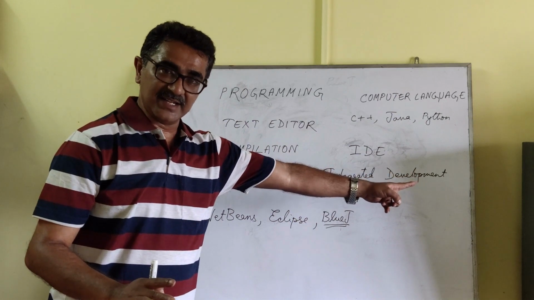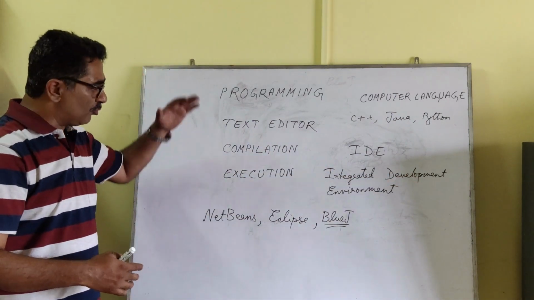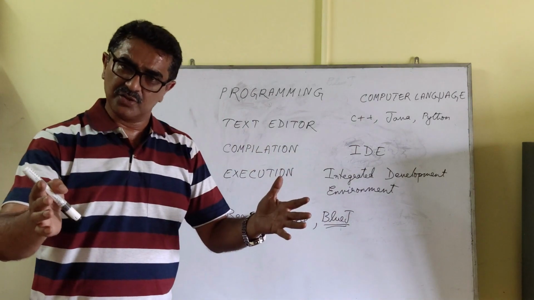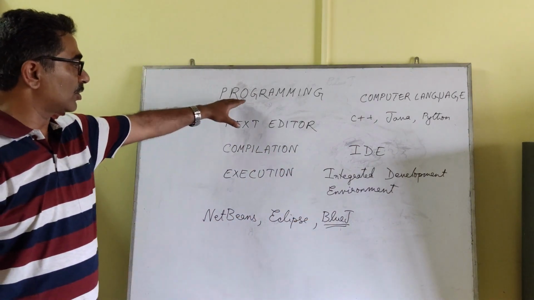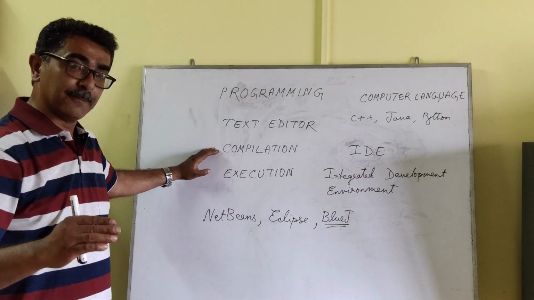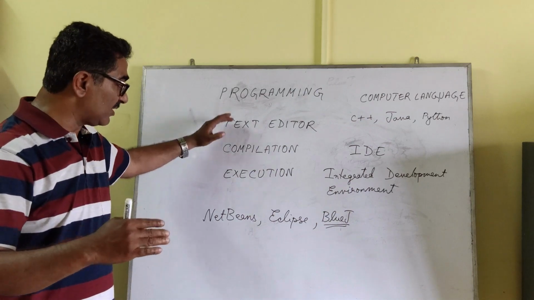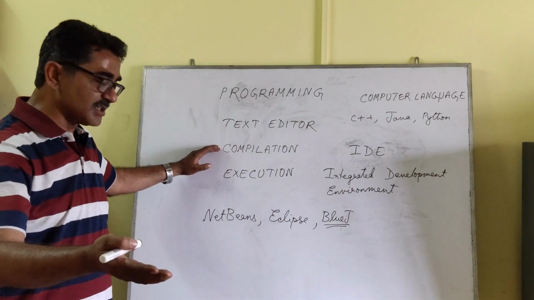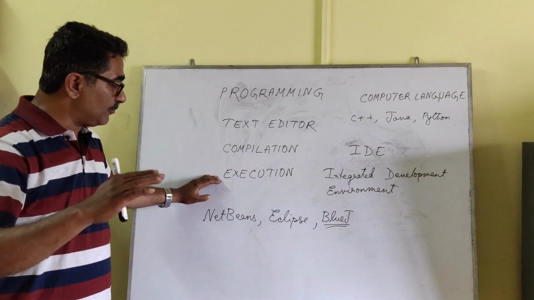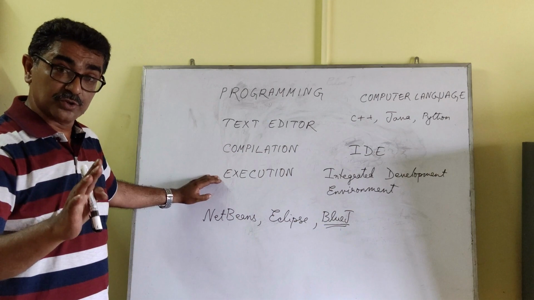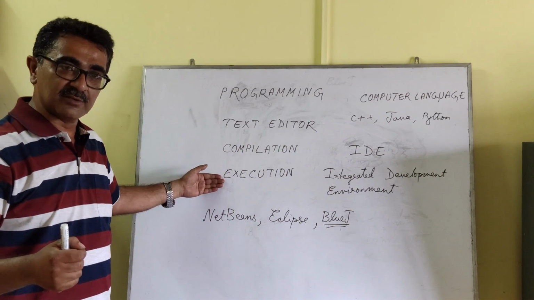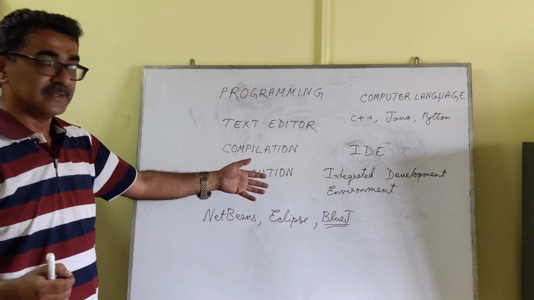BlueJ is an IDE. Getting back to whatever I have said, once again, programming is a set of instructions which we give to the computer to perform a particular task. Programming consists of three aspects: a text editor, where we write the program; compilation, which is the method of converting whatever program we have written over here to machine understandable language; and execution, the process by which the computer performs the task which it is supposed to do. Once it is converted to machine language, it understands what is to be done, so therefore it executes it.